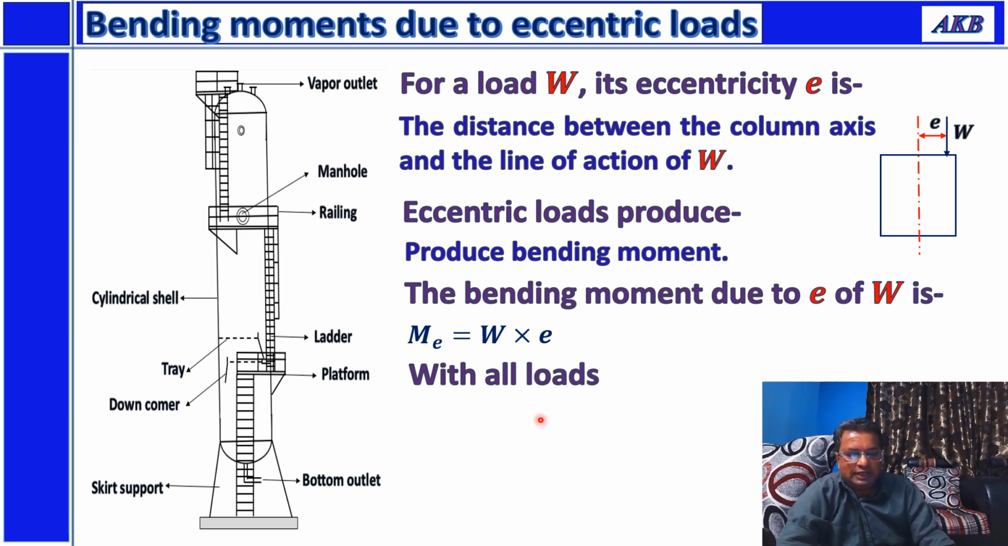And if you consider all the eccentric loads, then you will have to add those bending moments. So you'll have the summation of bending moments due to each of the loads. For load W1, it will be W1 into E1 plus W2 into E2 plus W3 into E3, and you have to go on adding all the eccentric loads. So the point is you have to get the total bending moment, and this total bending moment will then be used for finding out the stress that will be induced due to those eccentric loads.